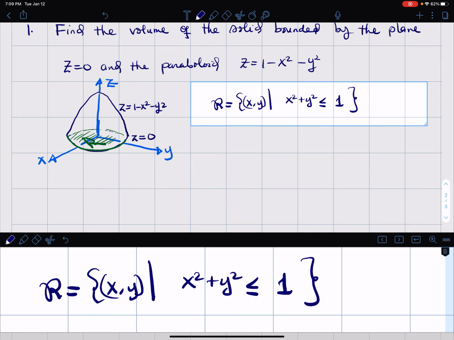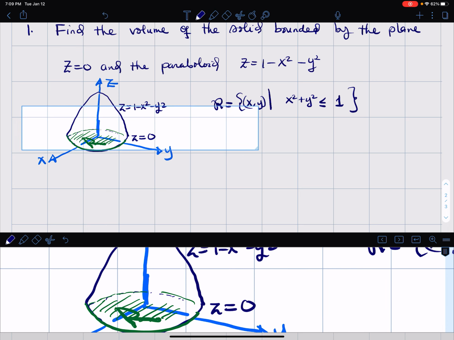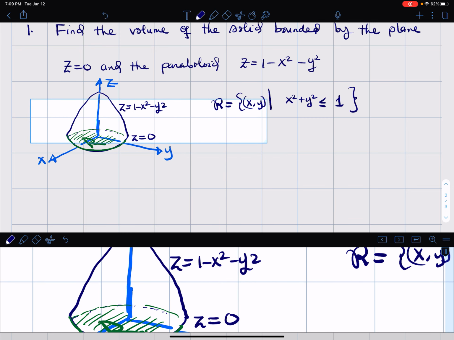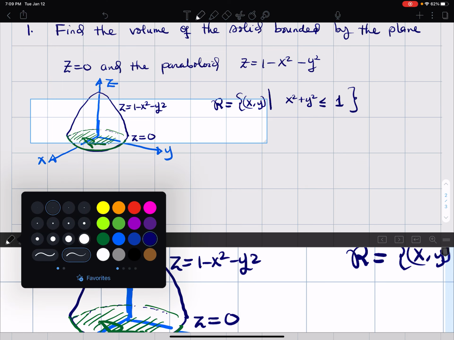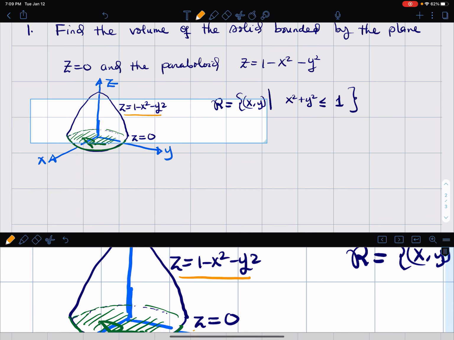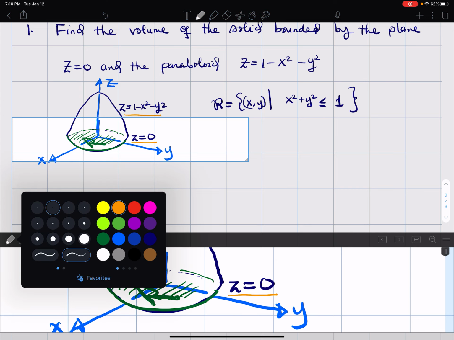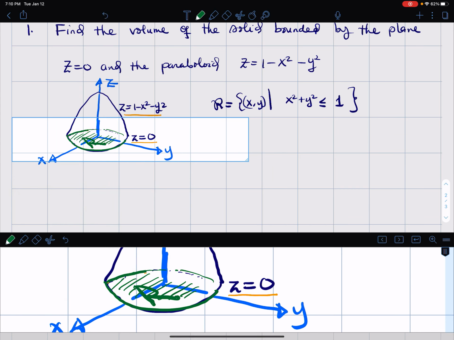Okay. Why did I say it's less than or equal to 1? Because how did I obtain this region? I obtained it by finding the intersection of this paraboloid equation and this. All I did is set it equal to 0. You end up with x squared plus y squared equals 1. This is the line, the green line, where x squared plus y squared is equal to 1. So the region will be where x squared plus y squared is less than or equal to 1.